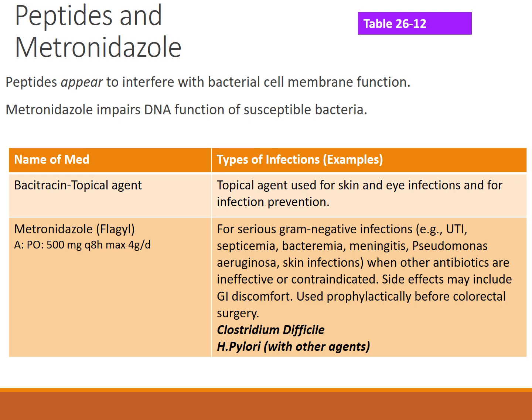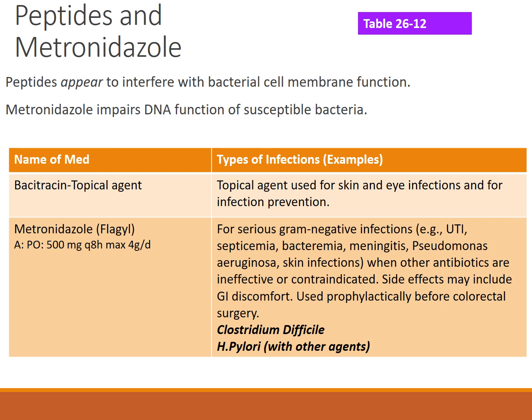All right, now we have peptides and metronidazole. So peptides, we think, interfere with bacterial cell membrane function. And metronidazole impairs DNA function of susceptible bacteria. So the first one is the peptide, and that's bacitracin, right? We've all seen it. It's in all kinds of over-the-counter stuff. It's a topical agent used for skin and eye infections and for infection prevention. So you get a boo-boo on your finger, you're going to throw some bacitracin on there, and somehow it works, okay? And then we have metronidazole, which is Flagyl.